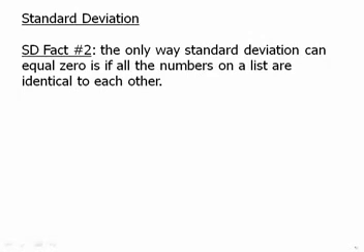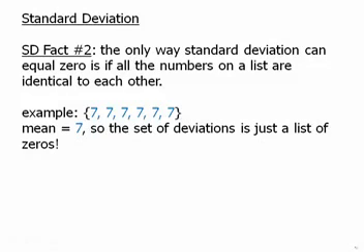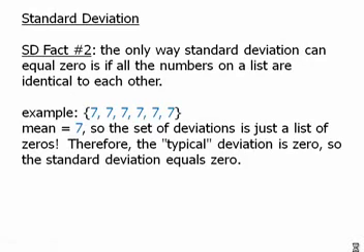Fact number 2, the only way standard deviation can equal 0 is if all the numbers on the list are identical to one another. So let's think about this. Suppose we had a list like this. All the numbers are equal, every entry equals 7, so of course the mean equals 7, and if we subtract 7 from every number on the list, we're just going to get a set of zeros. The set of deviations is just a list of zeros. So the standard deviation has to be 0. The typical deviation is 0, so the standard deviation equals 0.